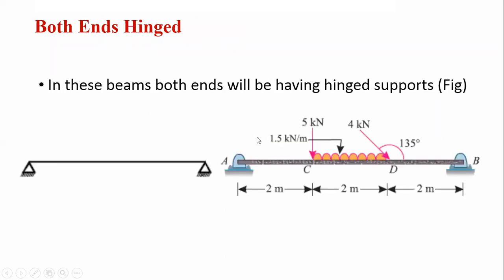Okay, now both ends are hinged. Such kind of a beam, where one end is hinge supported and the other is also hinge supported, is called a beam with both ends hinge supported.